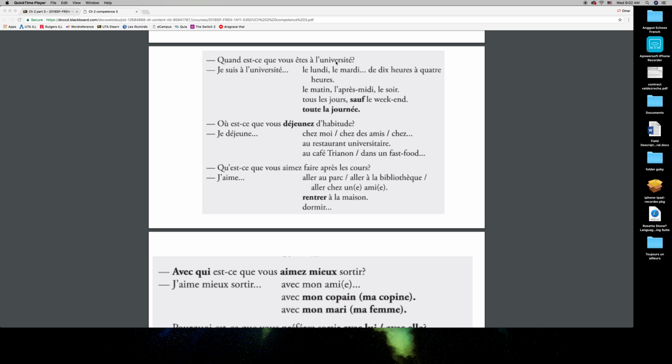You make it a question with est-ce que, right? I told you, remember, est-ce que means nothing. It's just a marker for identifying a question, the way do and does work in English. So, est-ce que vous êtes à l'université? This is a yes-no question, right? You're at the university. Est-ce que vous êtes à l'université? The answer is yes or no.